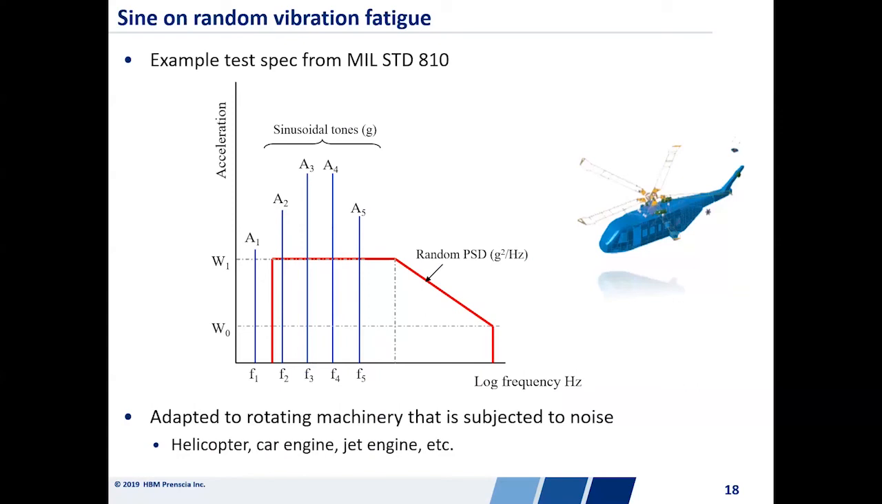A really common use case for this is a helicopter. If you can imagine the loads that the airframe of a helicopter is subjected to, there is a lot of noise. It can be described as random noise. So that's going to be the PSD portion that we've got in this example. But there are also some very significant sine tones that might be caused by, let's say, the main rotor rotating at a fairly constant RPM. And those are simply going to be sine tones that overlay on top of the random noise.